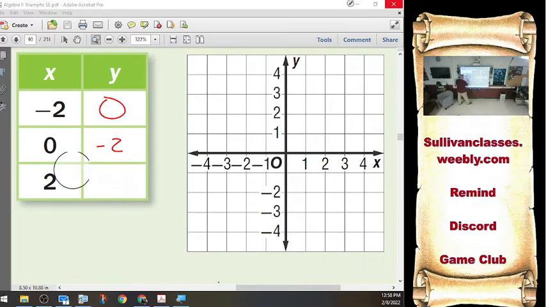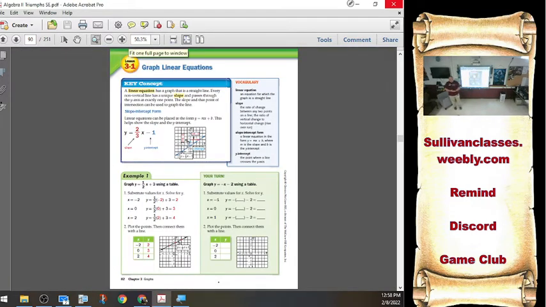So, that's your fallback option. That's your nuclear option. I can always graph by table. If I have no idea how to graph something, I can always graph by table. That is my deer hunting with a bazooka option.